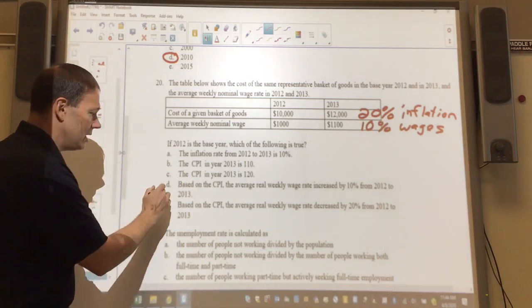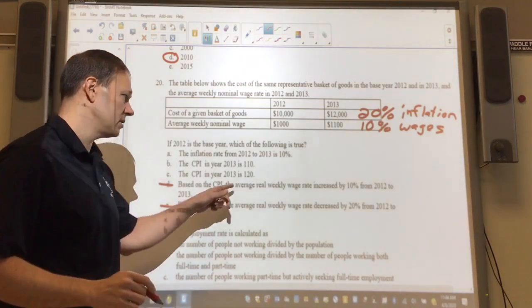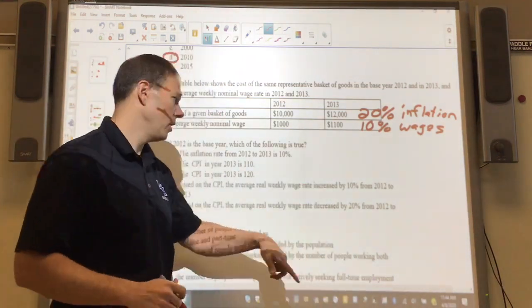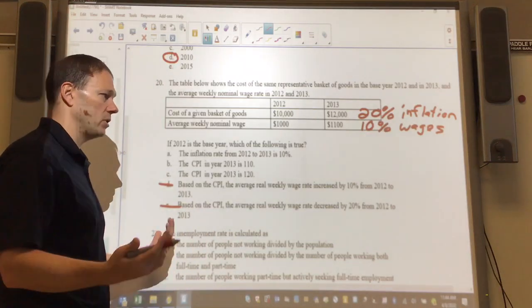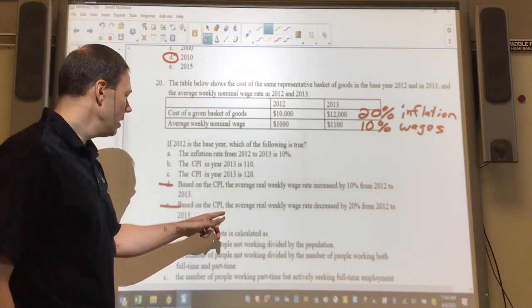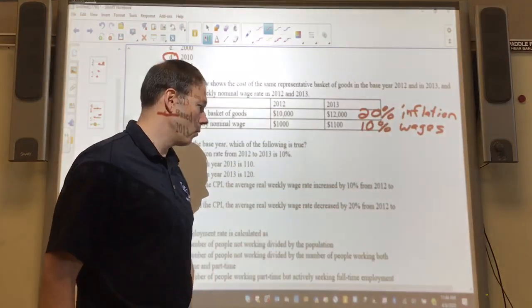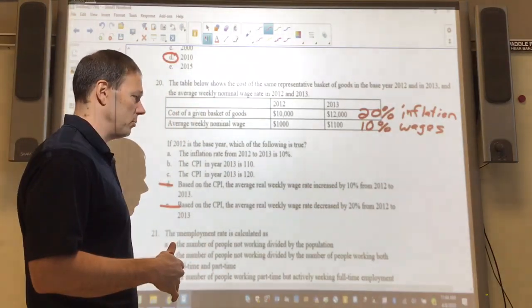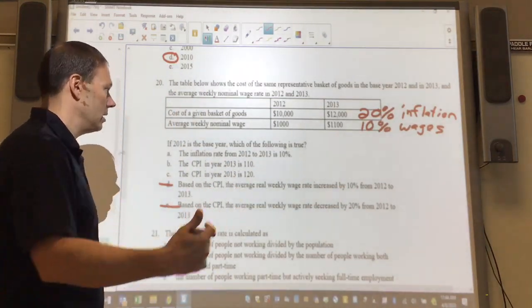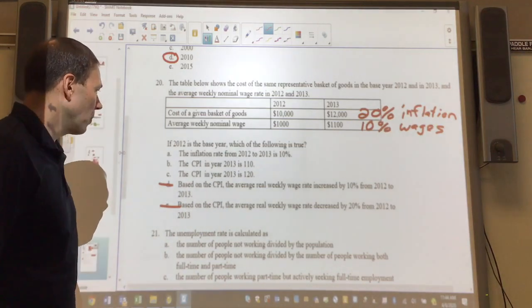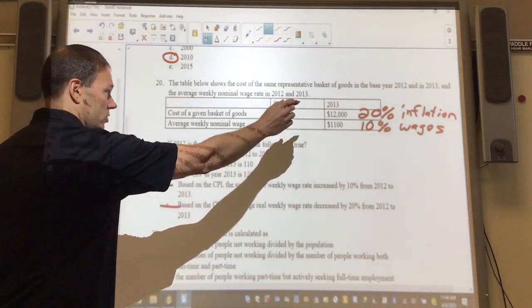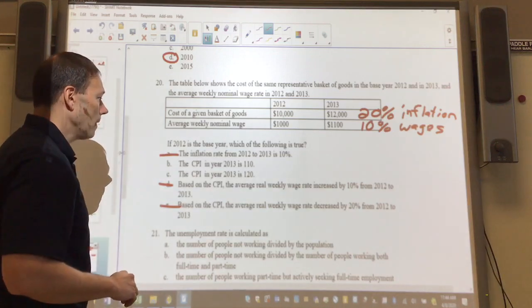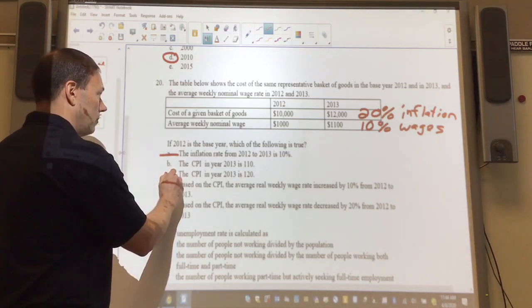So we can eliminate D and E because D is saying they're 10% better off, that real wage increased 10%. No, it did not, it went down. E is saying a real wage rate decreased by 20%. No, it decreased by 10% because they did get a 10% raise. But best answer here, and we know inflation was 20%, so it can't be A. And so the best answer here is going to be C.